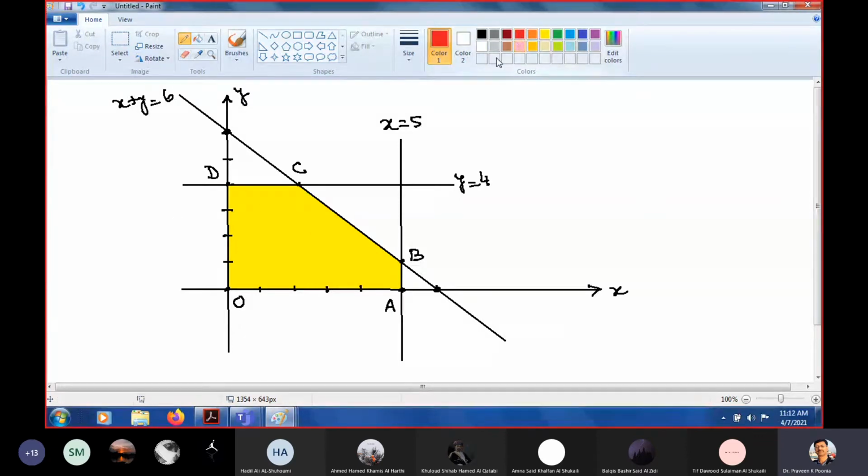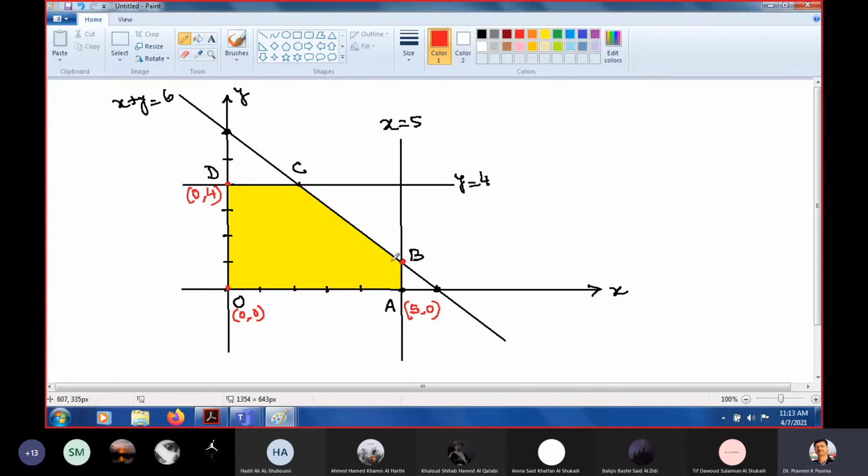Now you need to write the coordinates. This is the origin, the coordinates are 0, 0. For A, counting 1, 2, 3, 4, 5, this point A is on the x-axis, so it is 5, 0. This point D is on the y-axis, 1, 2, 3, 4. So what is the coordinate? 0, 4.